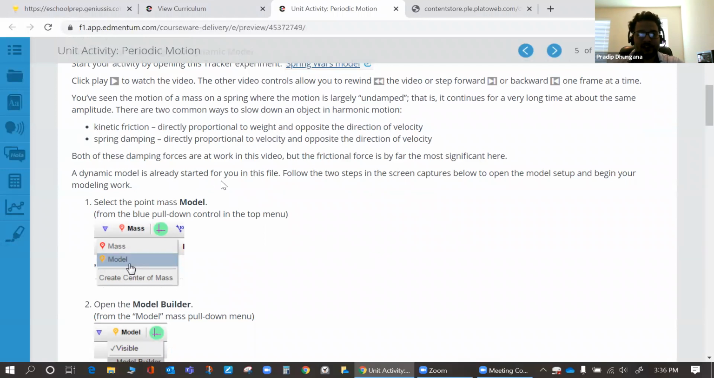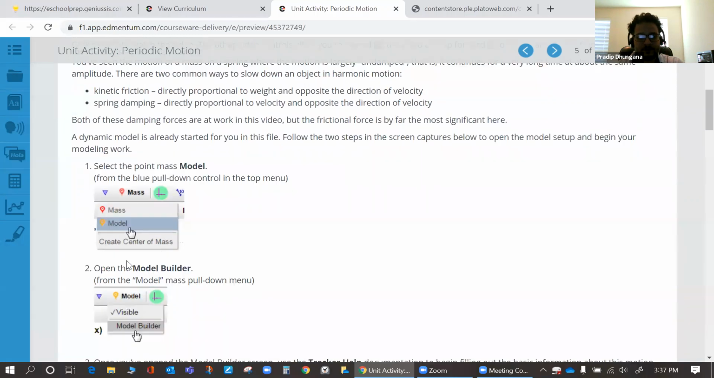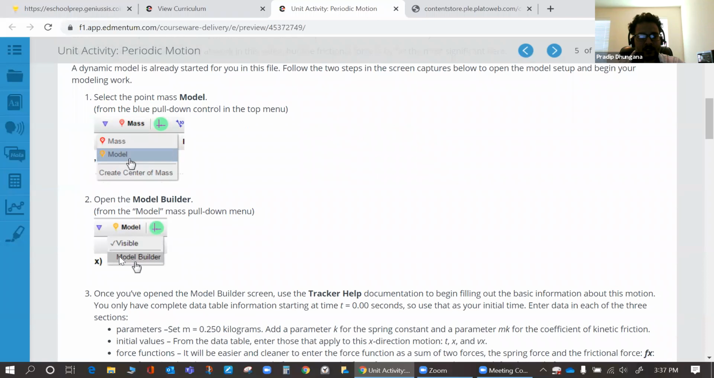The dynamic model is already started for you in this file, and you can follow these steps to create your own model. First step, select the point mass model. You will click on the blue pull down control in the top menu and then click on your model. After that, you will click on your model builder.